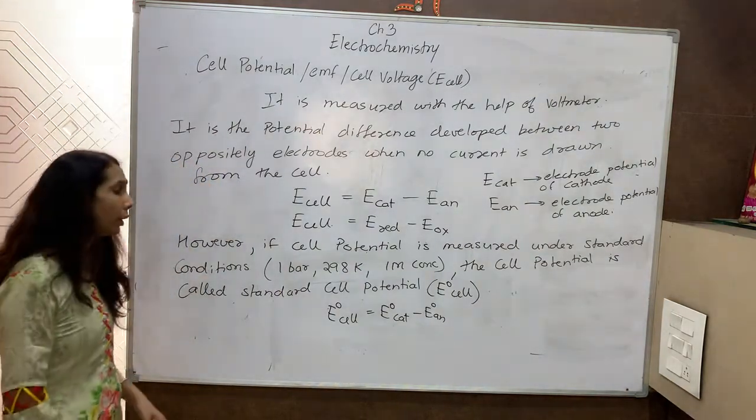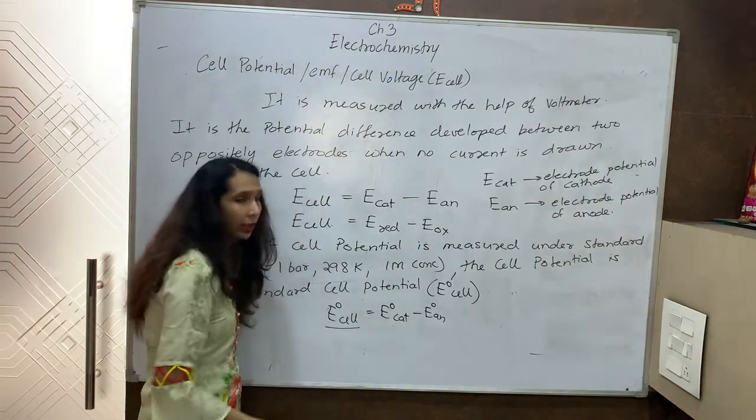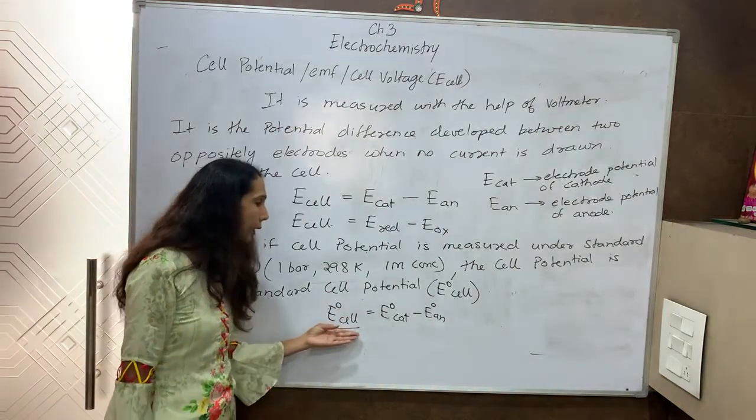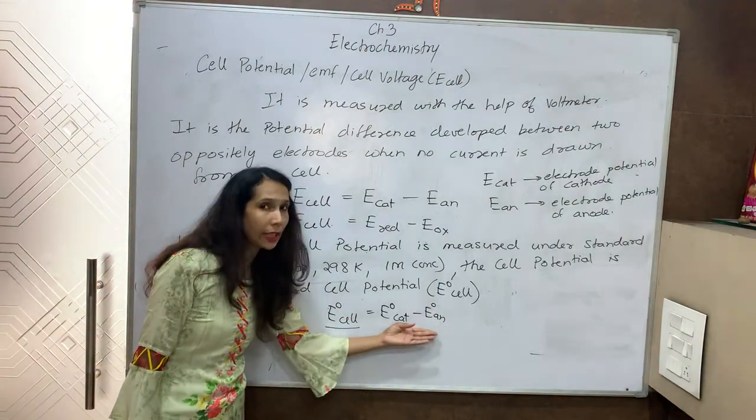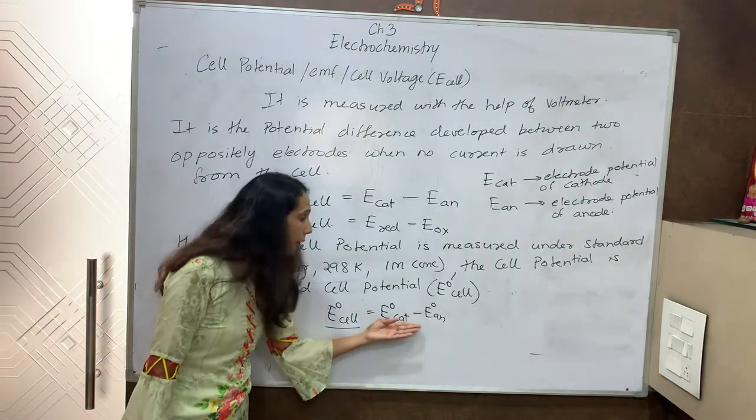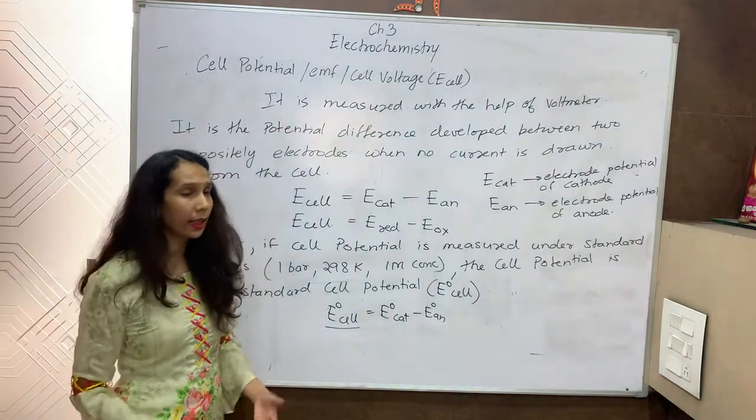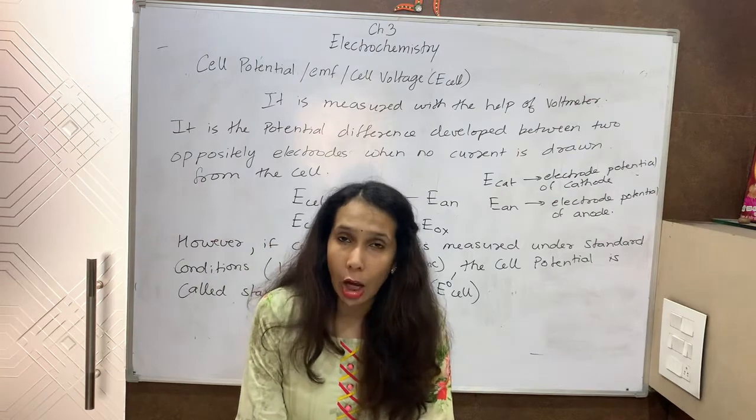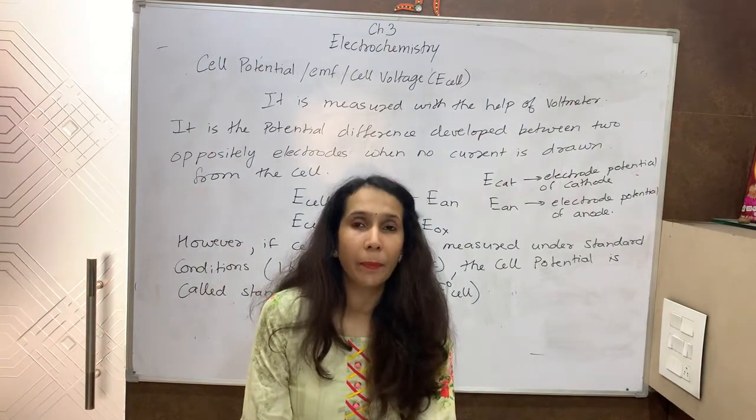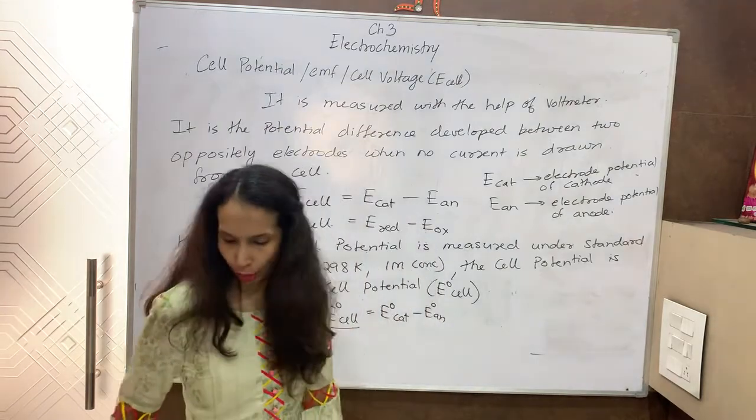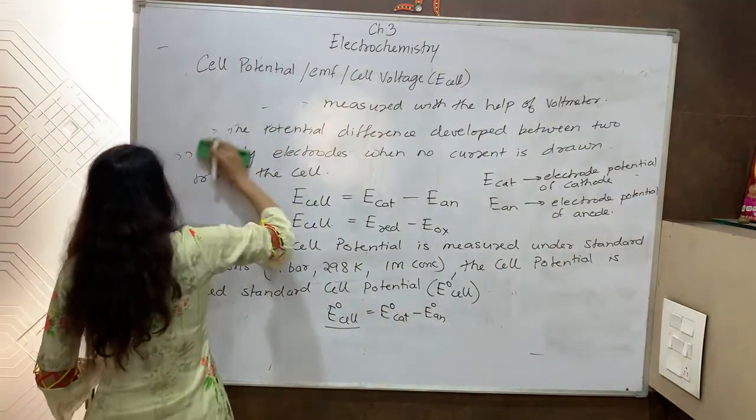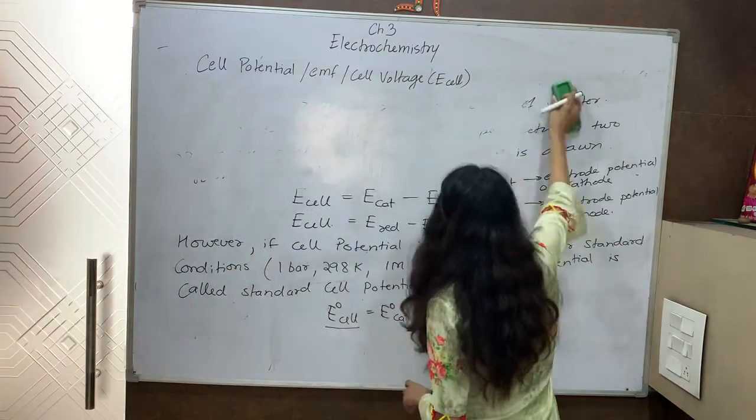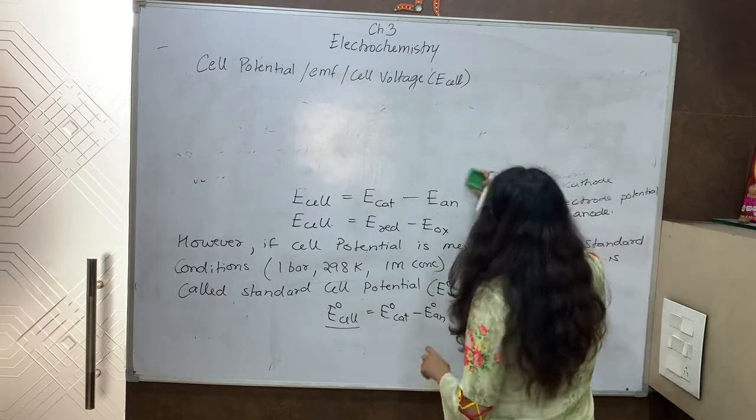Now whenever I want to theoretically calculate E naught cell, with the help of a voltmeter I can find it out practically. But theoretically speaking, if I have to calculate, I must know the values of these electrode potentials, the standard electrode potential of cathode and the standard electrode potential of anode. So first, let us understand what we mean by standard electrode potentials. We are done with cell potential. To calculate cell potential, we must understand what is standard electrode potential. We will start with our topic, standard electrode potentials.